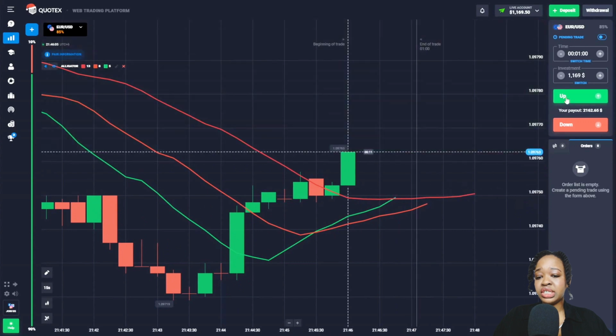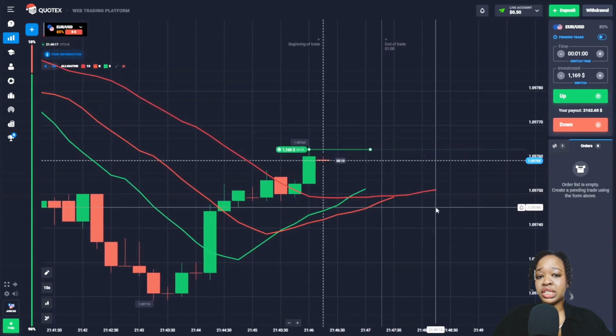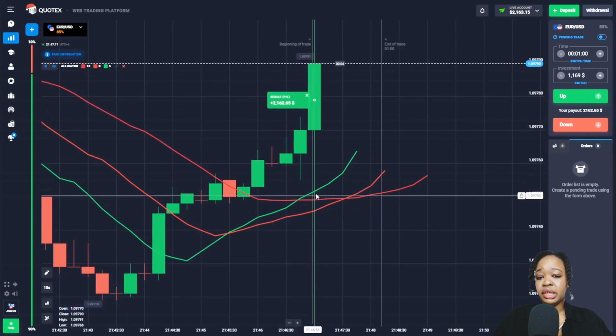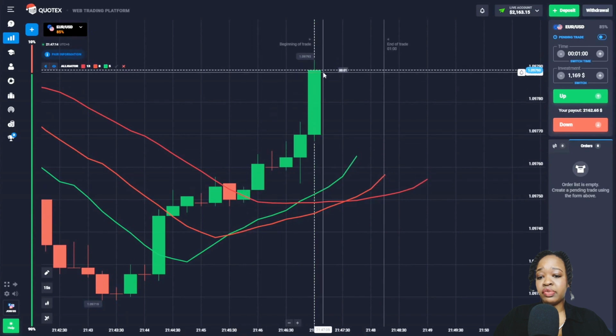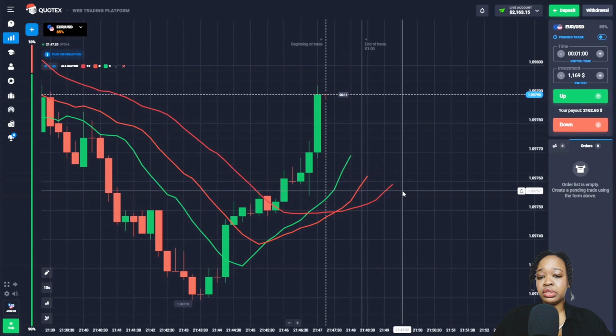The moving averages touched here, so I'm going to open a trade up because this is a clear signal. So let me wait and see the results. So here you can see that the green candlesticks continue to be forming. The price is moving up quite impulsively, and I was able to close my trade profitably here. So let me find my next entry point.